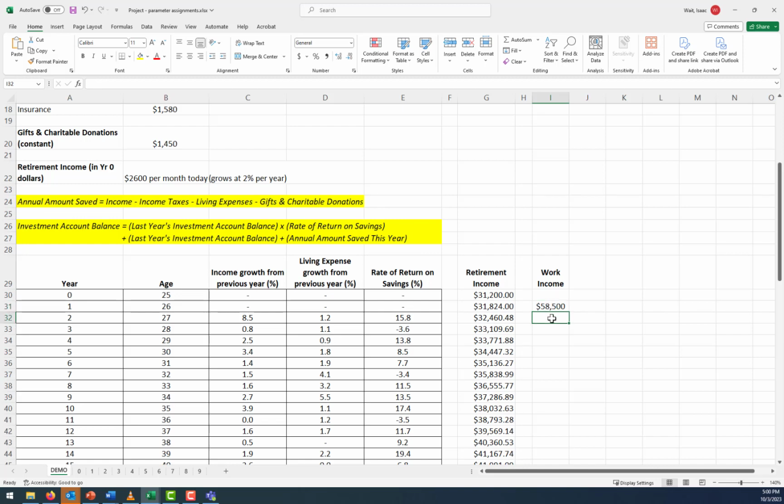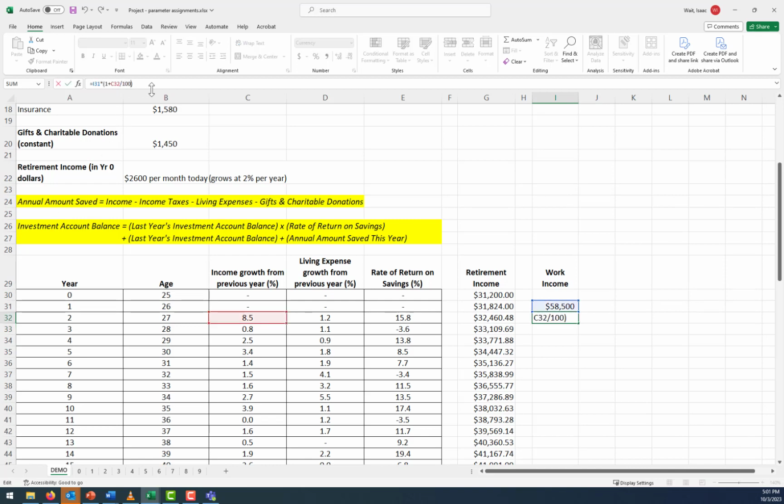Now, how much income they make in the next year is based on this data, income growth from previous year. Okay, so the way that I'm going to calculate what their income is, if it's 8.5% higher than the previous year, then this year's income is last year's income times 1 plus this percentage. And let's just see if it seems about 8.5% higher. No, that's as a whole number. So I need to have that divided by 100. Yeah. So this is actually expressed as a whole number rather than as a decimal.